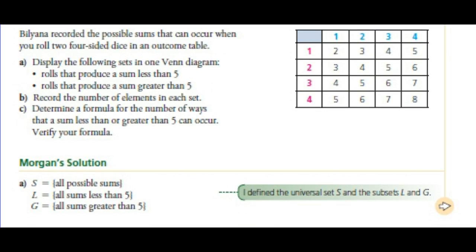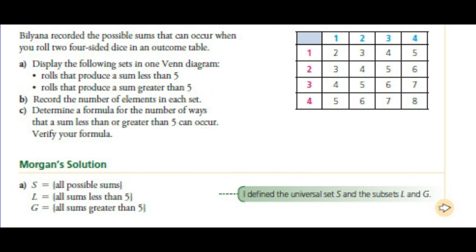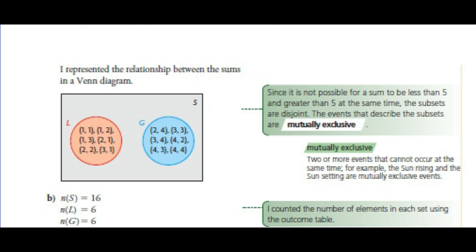So if we're looking at a roll that produces a sum less than 5, 1 and 1 gives you a sum less than 5. 1 and 2, 1 and 3, 2 and 1, 2 and 2, 3 and 1, and that's it, right? So here are the sums that are less than 5, and here's how you get them, right? You do one of these, one of these, one of these, this and this, this and this, and so on. So that's how they're categorizing it, right? So let's go and look at it.